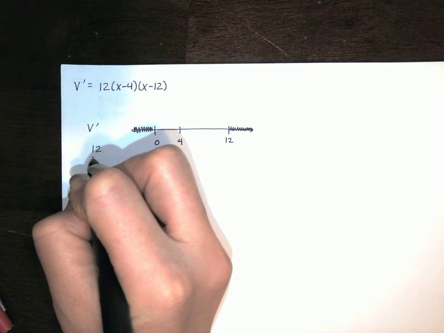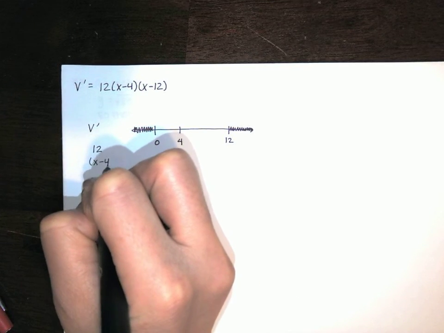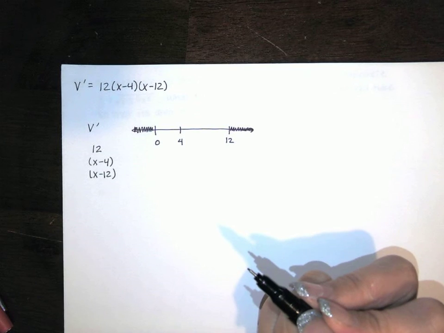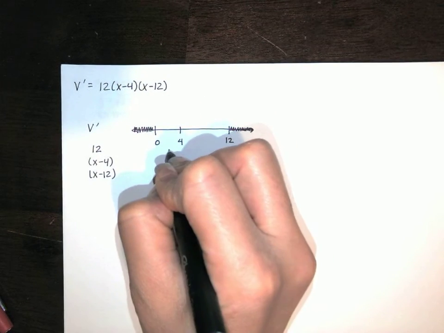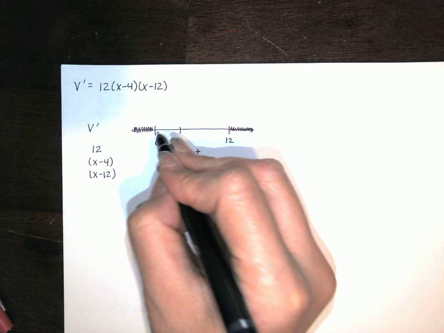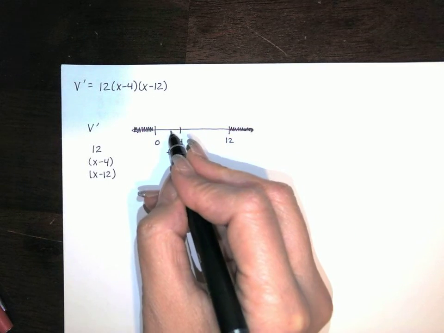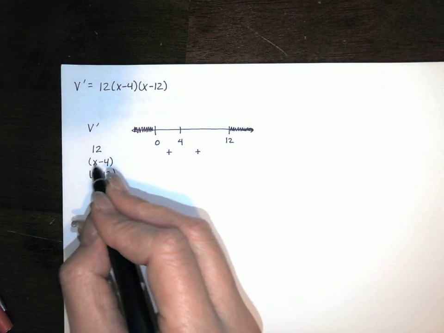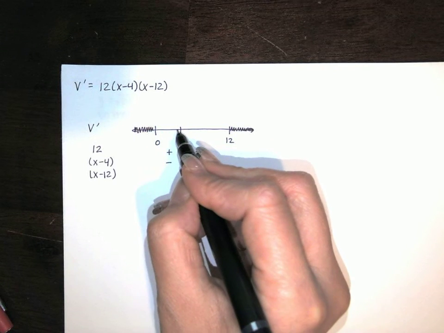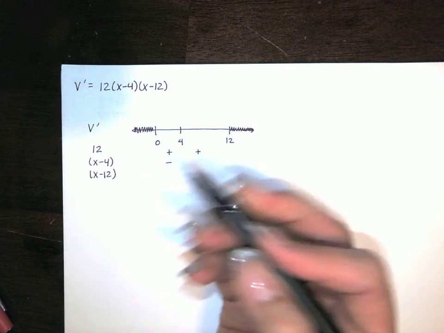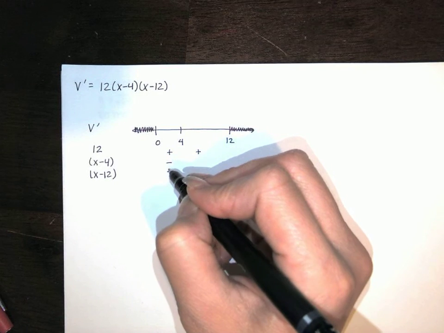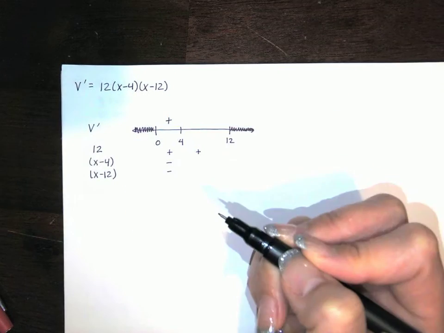I'll look at the factors of v prime, which are 12, x minus 4, and x minus 12, on the two intervals that make sense for our problem. 12 is positive all the time. If x is a number between 0 and 4, let's say 3, if you substitute that in here, 3 minus 4 is negative 1. If you substitute in x equals 3 to this factor, we have 3 minus 12, it's negative 9. So v prime is a positive times a negative, which makes it positive.